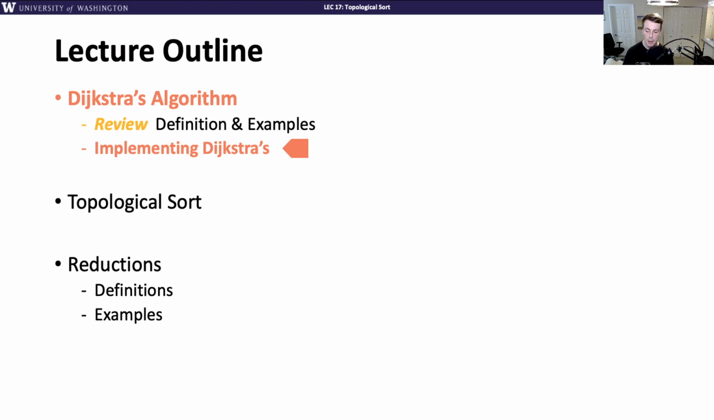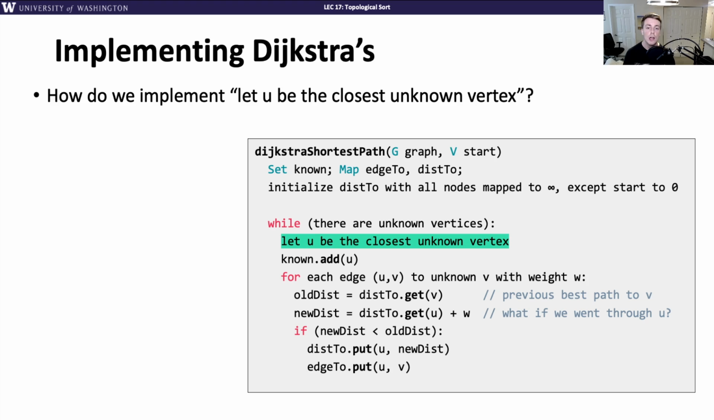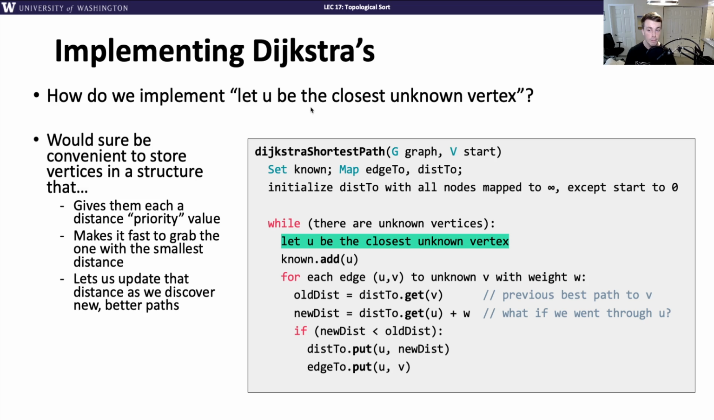Now, what I want us to talk about for the rest of this video is how do we actually implement Dijkstra's, going into a little bit more detail than what we talked about in the pseudocode. And then I want us to talk about how do we actually analyze the runtime of Dijkstra's algorithm. So implementing Dijkstra's, probably the key thing that's hard to conceptualize is how do I go about actually keeping track of what's the closest unknown vertex and grabbing that efficiently.